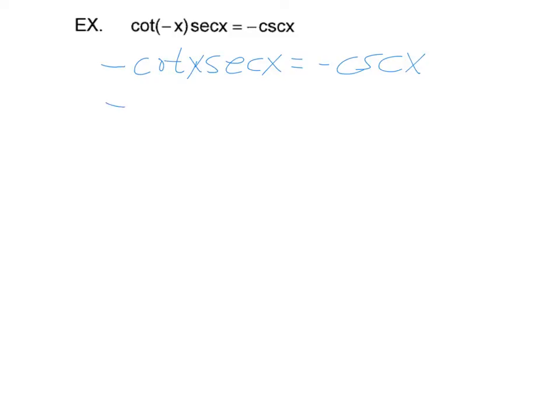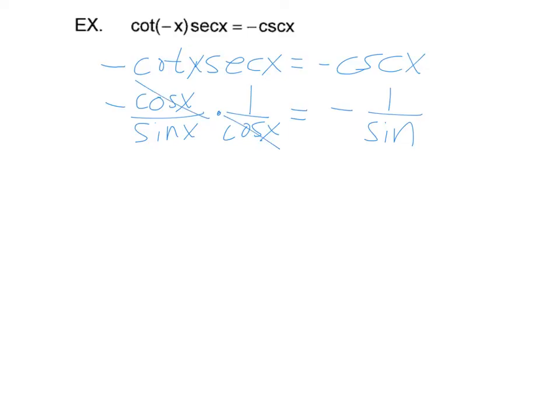We have our negative, and then cotangent is cosine over sine. Secant is 1 over cosine, equals, and then negative, and cosecant is 1 over sine. Then, looking at our fractions on the left side, the cosines would cancel, and so I'm left on top with a negative 1, on the bottom with sine, which is the same thing that I have on the right side, so it's finished.